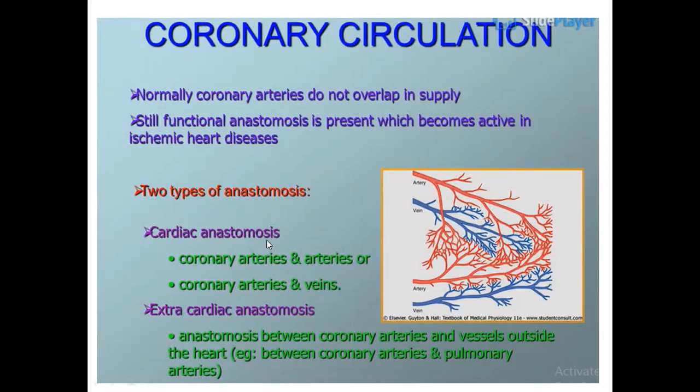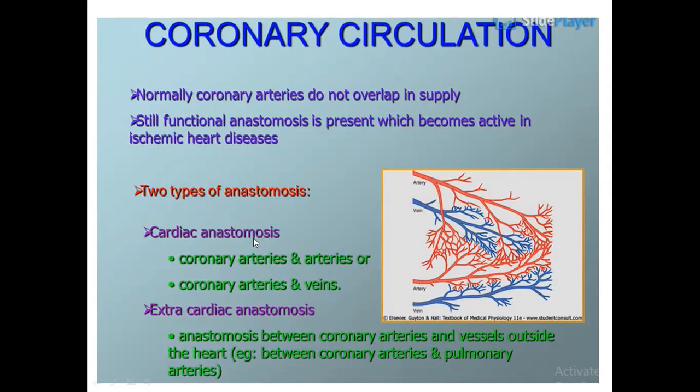So we have what we call cardiac anastomosis, where coronary arteries join with other arteries, or coronary arteries and veins. So you could have an anastomosis between the coronary arteries and another artery, or between a coronary artery and a vein, a cardiac vein. That is called a cardiac anastomosis. Then we have an extra cardiac anastomosis. Extra cardiac anastomosis is anastomosis between the coronary artery and vessels outside the heart.